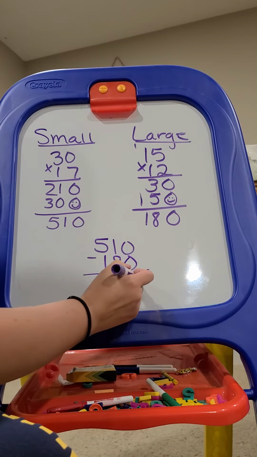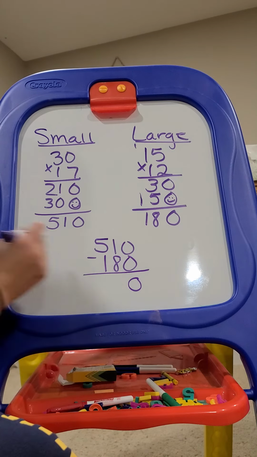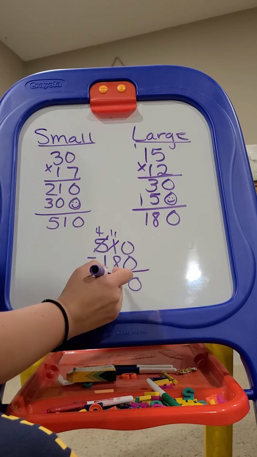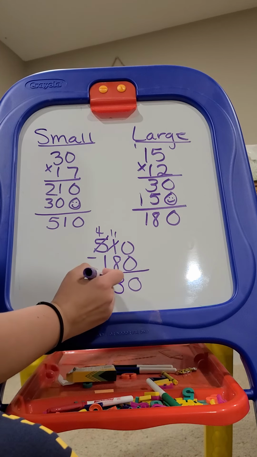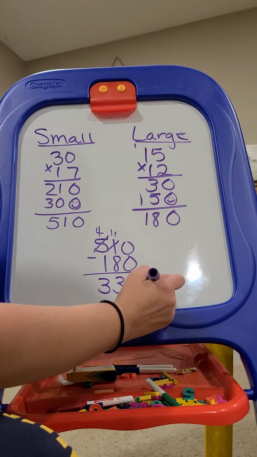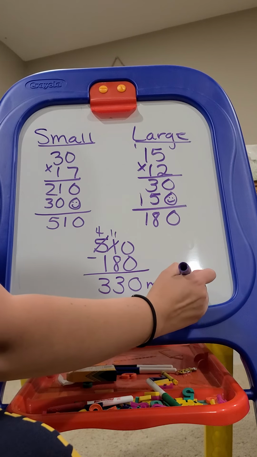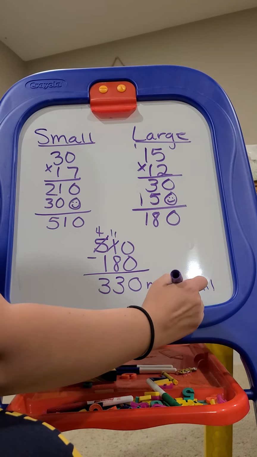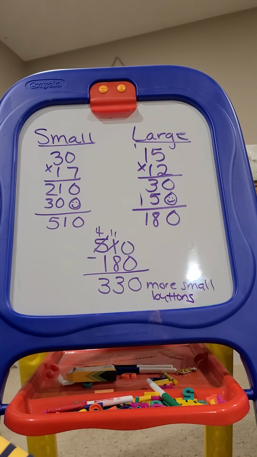0 minus 0 is 0. 1 minus 8, I can't do that, so I'm going to come over and borrow. Now 11 minus 8 is 3, and 4 minus 1 is 3. So there are going to be 330 more small buttons that she purchased. And that's your answer to number 6.